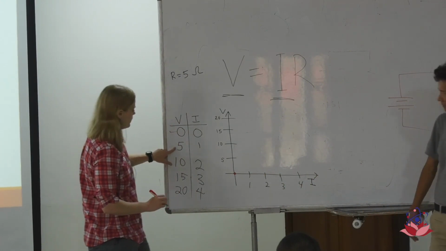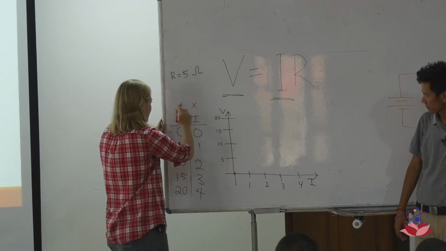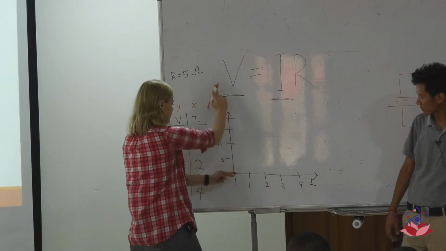My second data point is, well, so this is my x-axis, and this is my y-axis. So this is horizontal, and this is vertical.